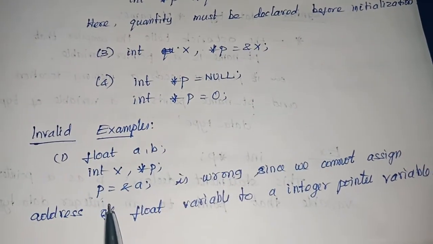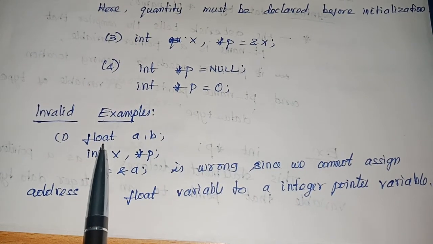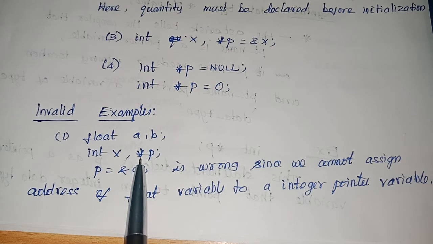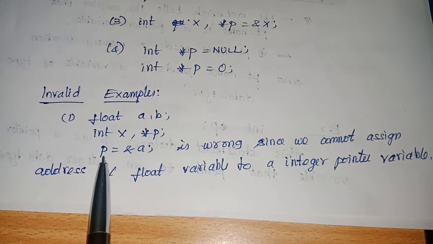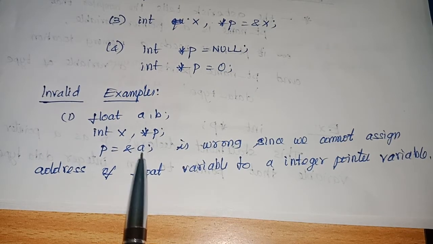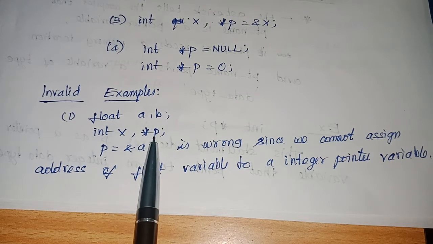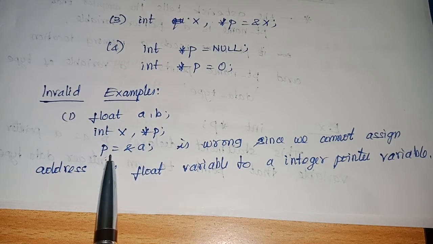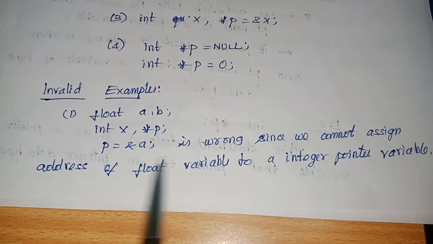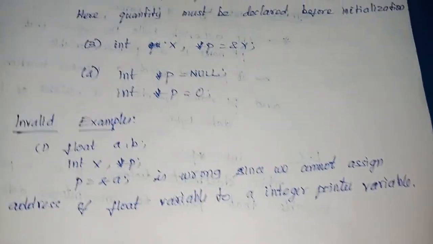And these are the following invalid examples. Look at this. A and B are float variables. X is an integer and P is a pointer variable which is going to collect the address of an integer. But what happens in the third line? P is equal to ampersand A. What is A? Float. I am trying to collect the address of a float variable in an integer pointer, which is a wrong assignment. This cannot be done. A float variable's address cannot be assigned to an integer pointer variable.